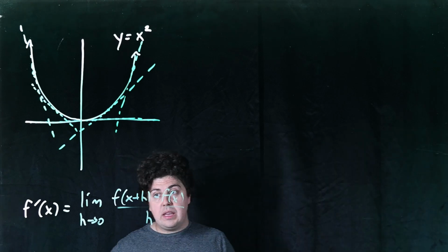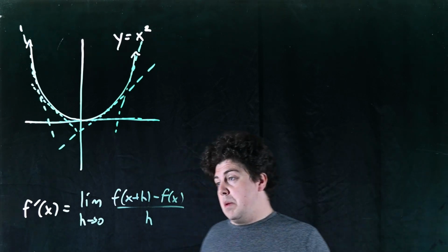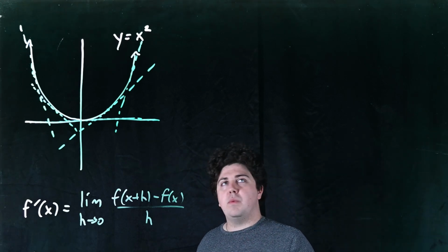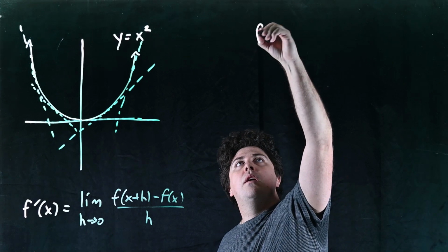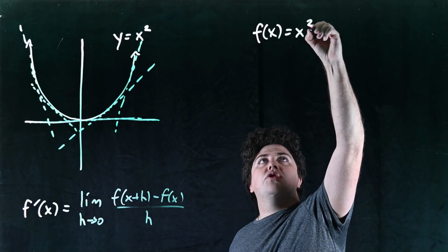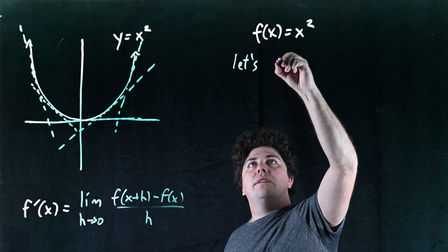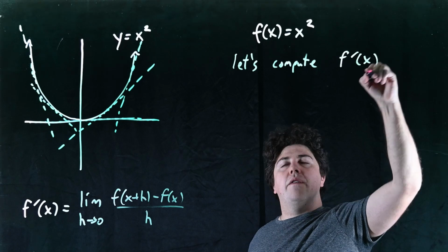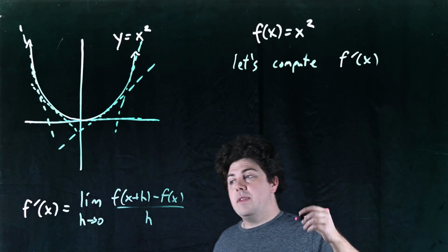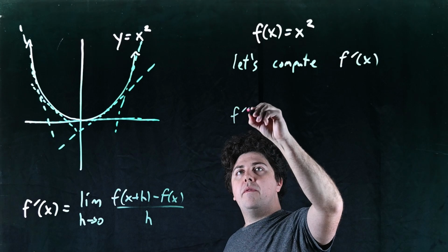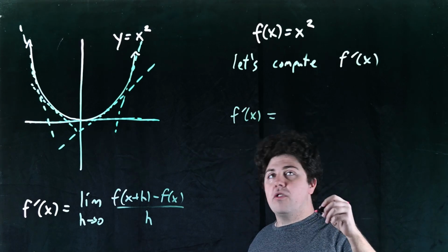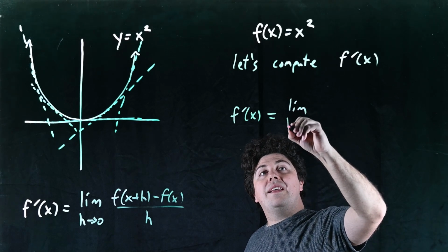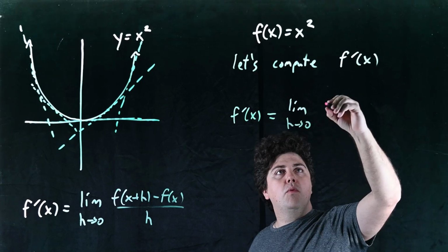So let's actually compute this in an example. And what do I mean by compute this? Well, I literally mean compute this. It's a limit. We know how to do limits. We can do this. So in the case of f of x is equal to x squared, let's compute f prime of x. This just entails plugging in the definition. So f prime of x, in this case, we're going to write equals. We don't know it exists yet, but it is going to, so retroactively it will be justified.